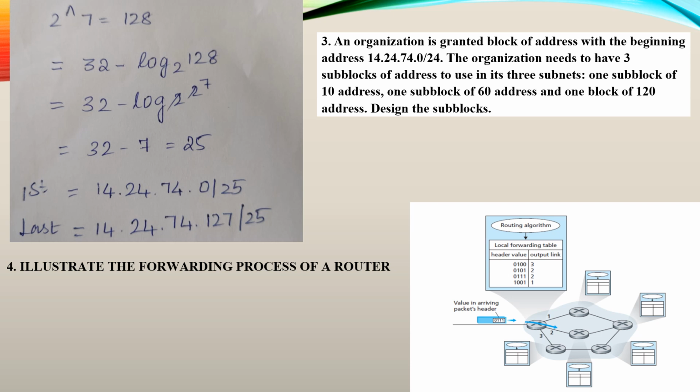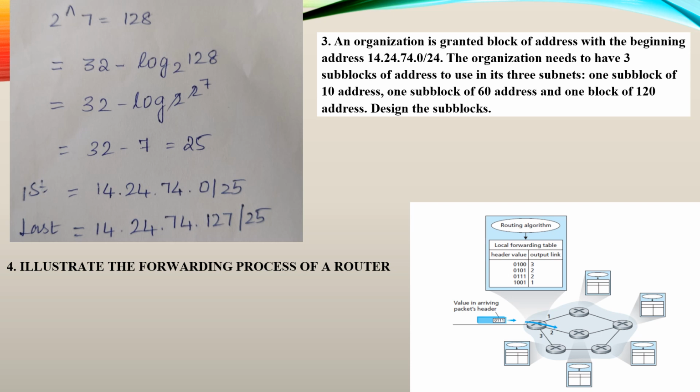So here log base 2 and 2 get cancelled, log 2 to the base 2 is nothing but 1, and then 7 comes in front of the log. So 32 minus 7 is 25. So your first address will be calculated for /25 and the last address for /25. So this is your first address and last address.